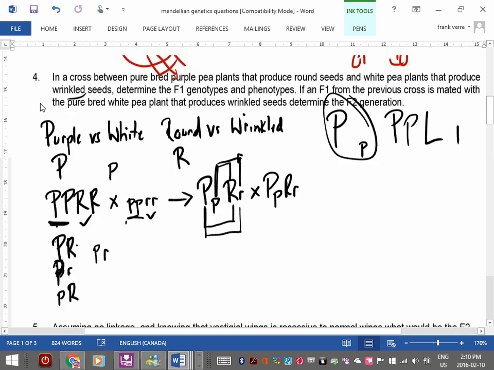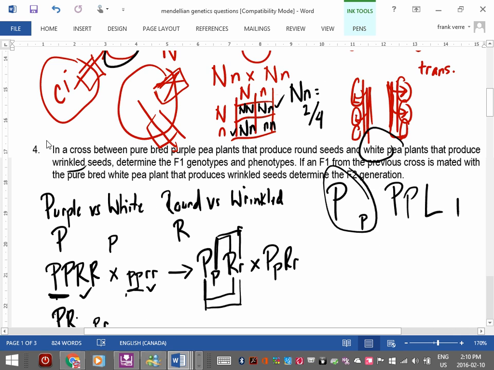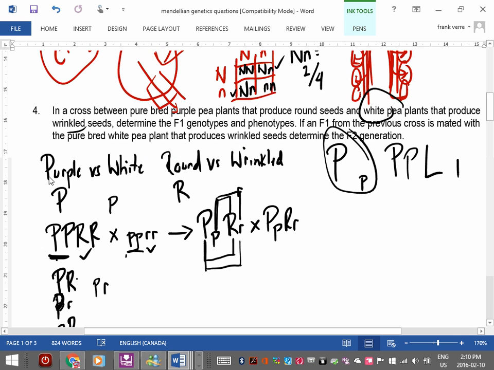No, that was in the first generation, the parents. Parents produce the F1. The parents are purebred. So you can see purebred means that the alleles are the same. So purple for one parent and white for the other.